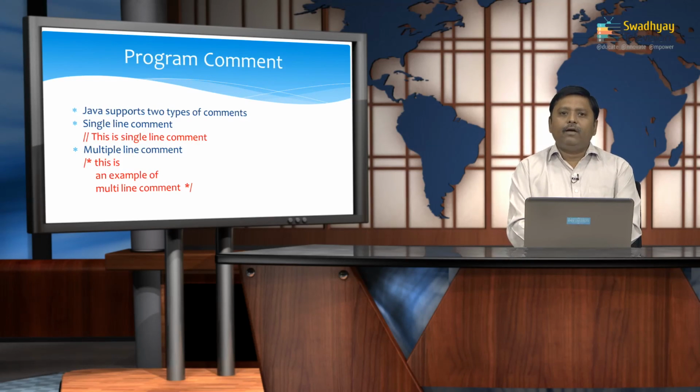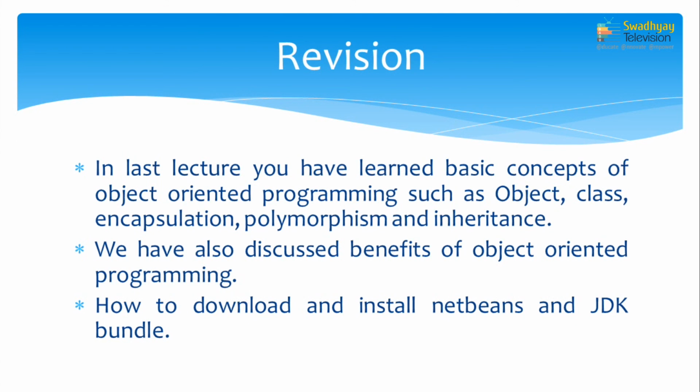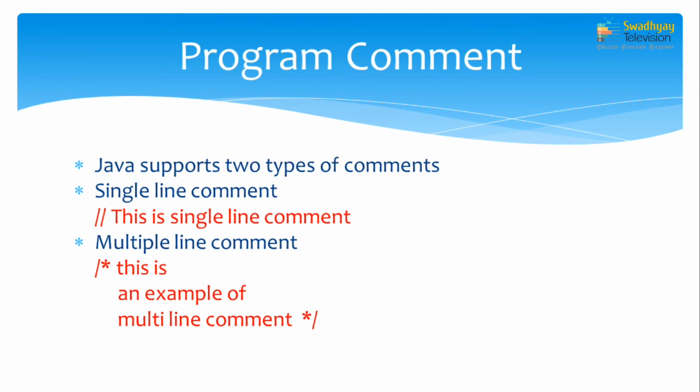We generally write comments inside a program. So, Java supports two types of comments. One is a single line comment and another is a multiple line comment. You can see the single line comment in the red line on your screen, and a multiple line comment is written using slash asterisk and asterisk slash. Anything written between slash asterisk and asterisk slash is considered a multi line comment, and for writing a single line comment you just need to write a double slash.